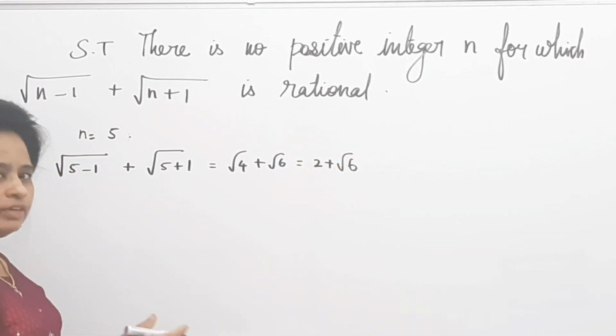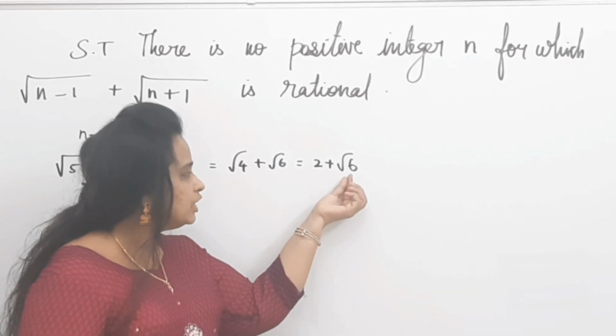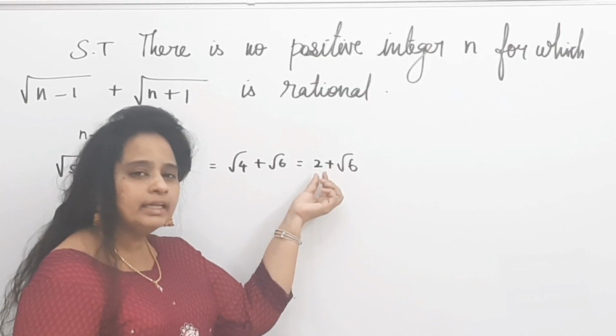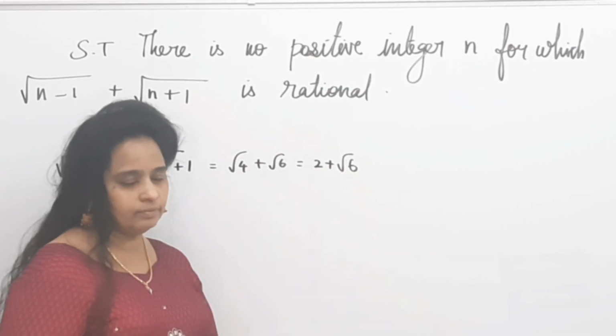Now, since we have done the previous question, you understand that when any irrational number is added to or subtracted from a rational number, the result is going to be irrational.